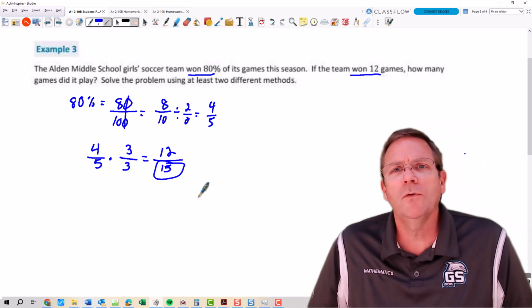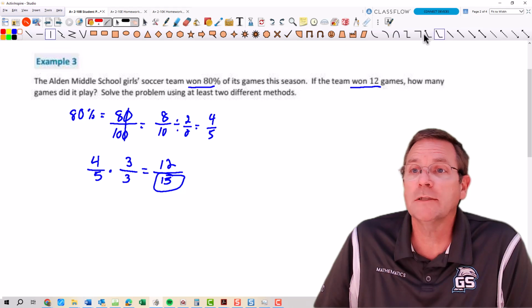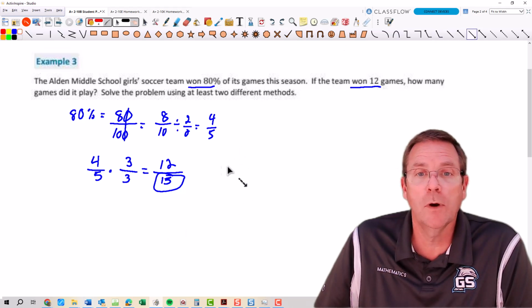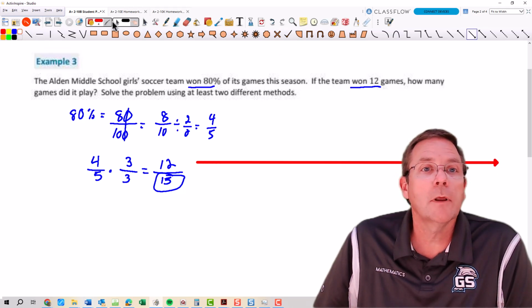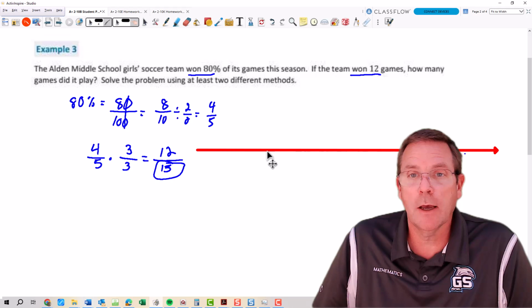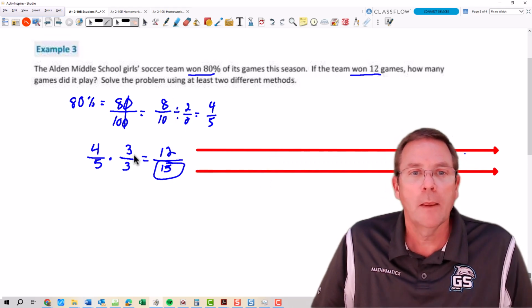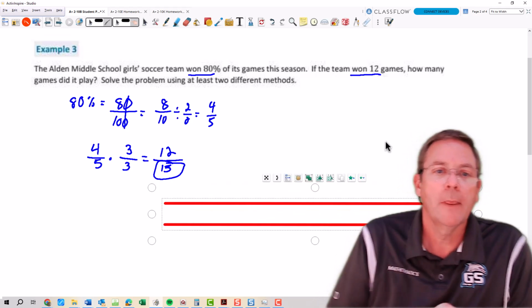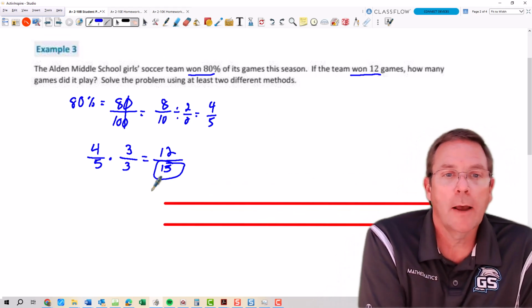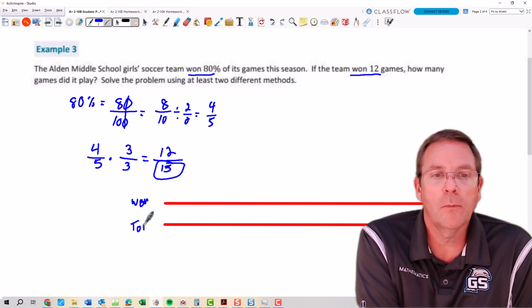But we could also do this using the double number line approach, which is really cool how this one works out. So let's take a look at it because we have to show it 2 ways. So I'm going to give myself one number line, and I'm going to copy that and paste it so it's nice and horizontal. I'm going to give myself another number line, and let me move those down just a little bit so that they have some room to write here. And then what do I know about it? I know they have games won and total games.